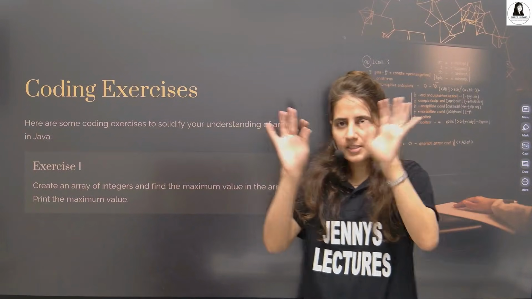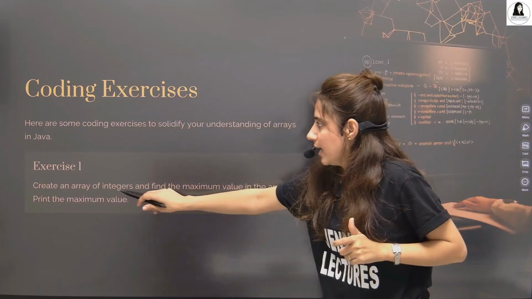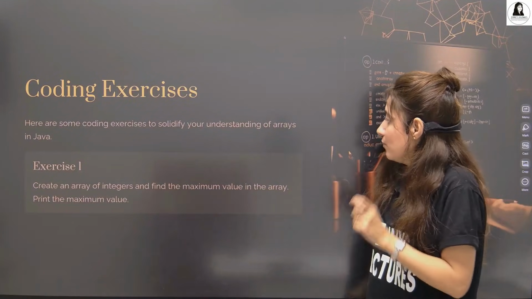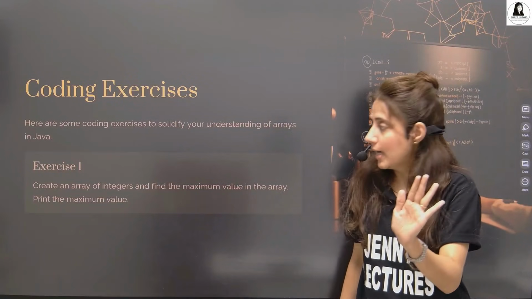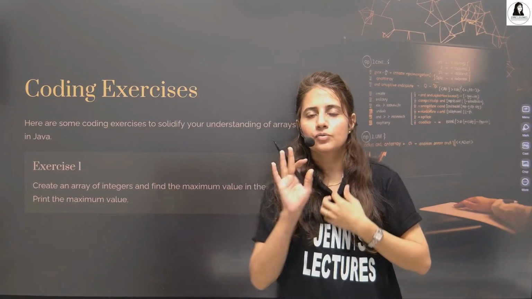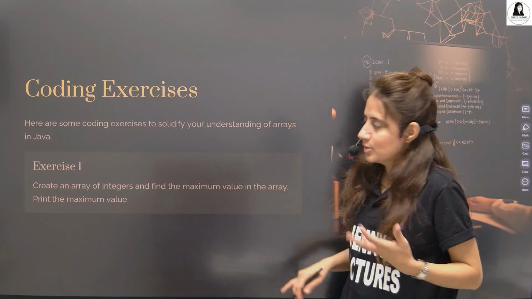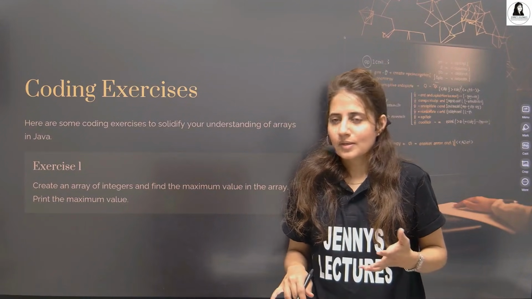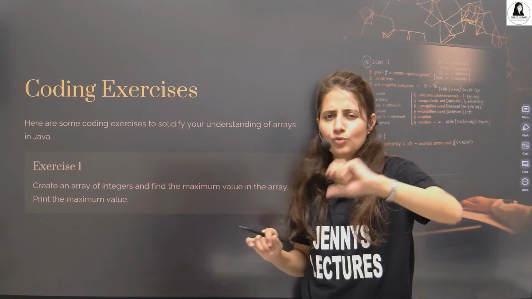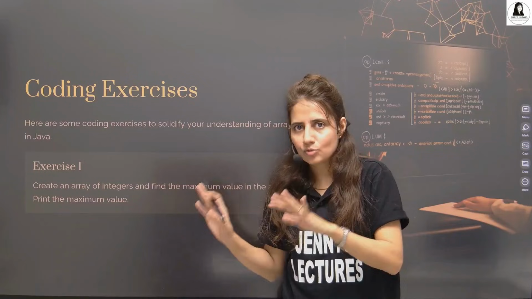Now, the basics is clear to you. Now there is some exercise for you. You have to create an array of integers, find the maximum value in that array, and print the maximum value. Suppose an array of 5 integers or 3 integers or 4 integers, and let's find out the maximum value. I think it's a little bit tricky, but if you can try it out, we can just do some exercises. If you don't get it, don't worry.